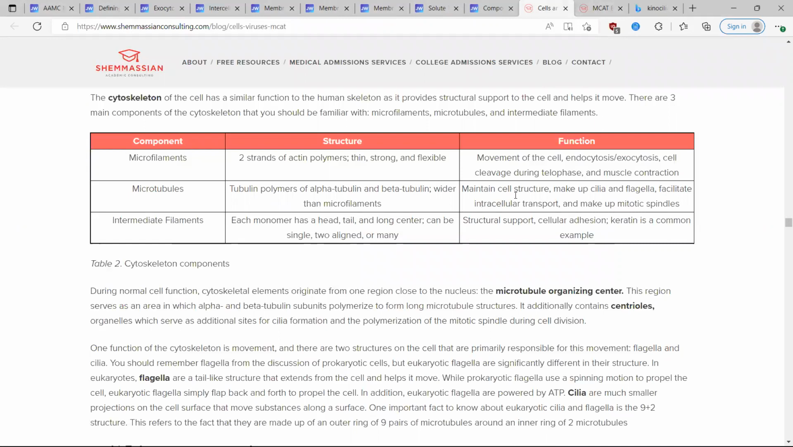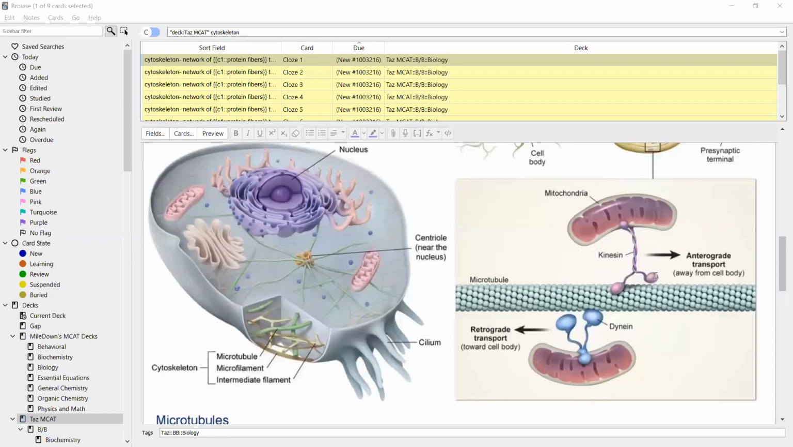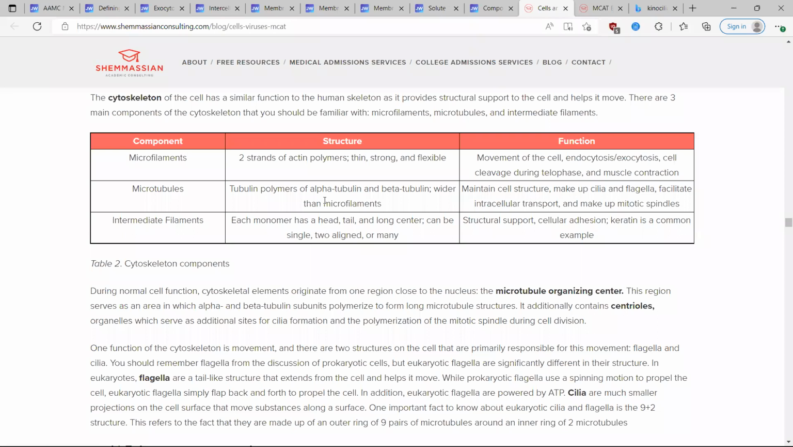Then microtubules maintain the structure. They also make up cilia and flagella, and they help with intracellular transport, right? So this is very important. I think I showed you guys this before, but we have these two types of transport that run along microtubules. We have kinesin, which moves stuff away from the center of the cell, and dynein, which moves stuff towards the center of the cell. I'm pretty sure I showed you guys the GIF of the little kinesin walking on the microtubule, which is kind of fun.